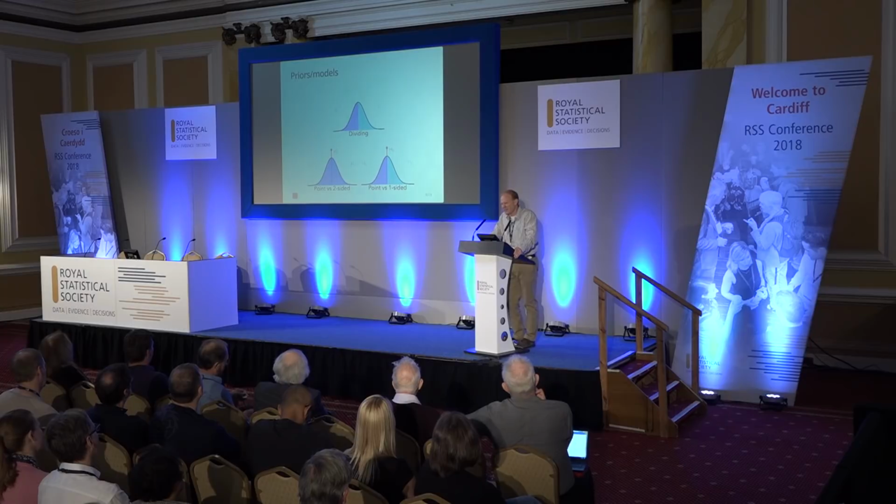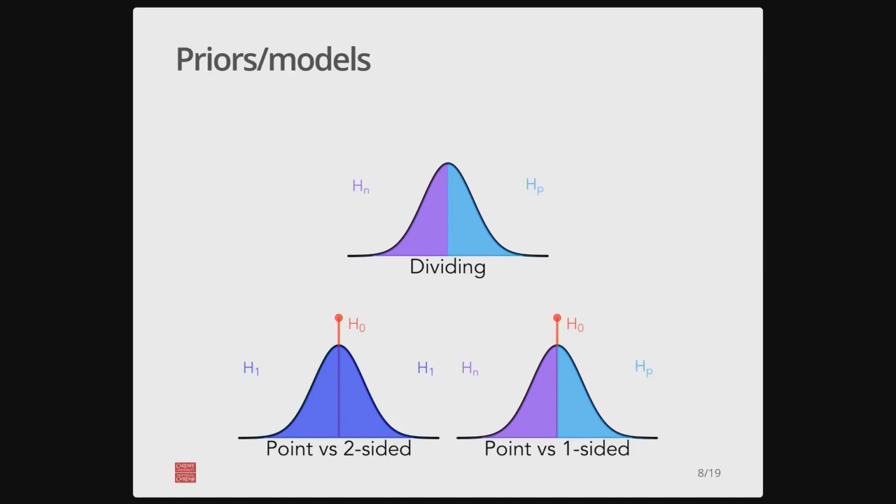Now the top is the canonical Bayesian way of doing it. A lot of Bayesians don't like point nulls. I'm going to leave it to you whether you like point nulls or not, and I'm going to talk about all three of these. So let's talk about a p-value.